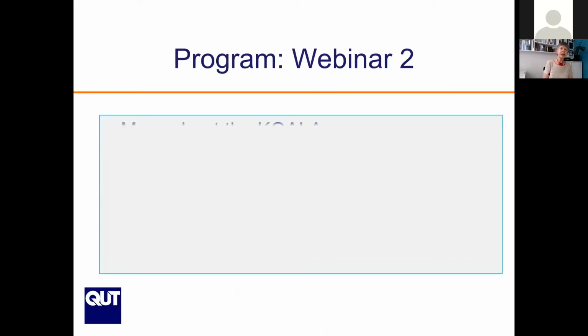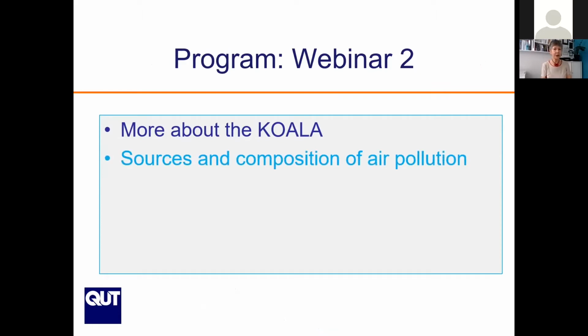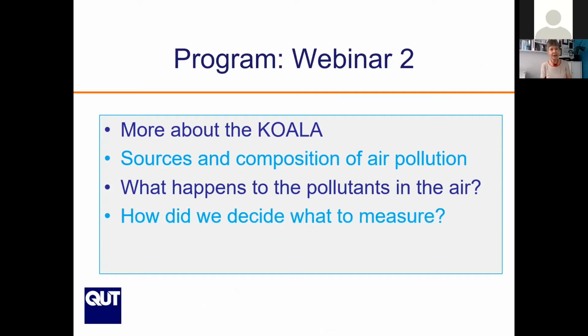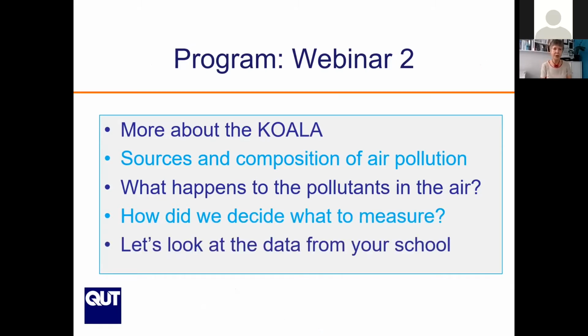Today, we are planning to talk a little bit more about the koala and exactly what it does. In the context of this, we'll talk again a little bit more about sources and composition of air pollution and what happens to the pollutants in the air. We'll learn how complex all of this is, how many pollutants are in the air. And this brought us to the question of what to measure for our little monitor. So how did we decide what to measure? And finally, we'll look at the data from your school.